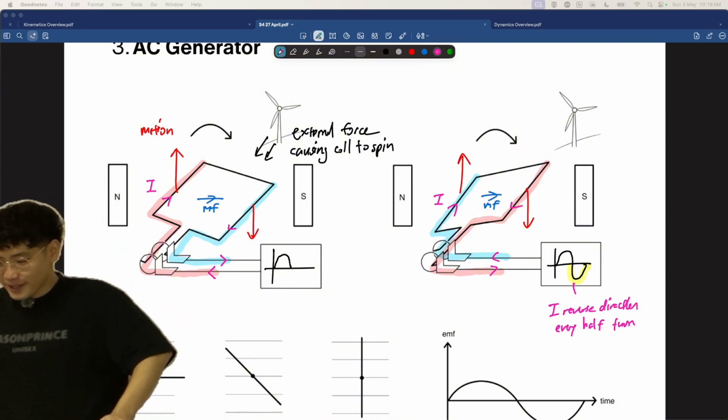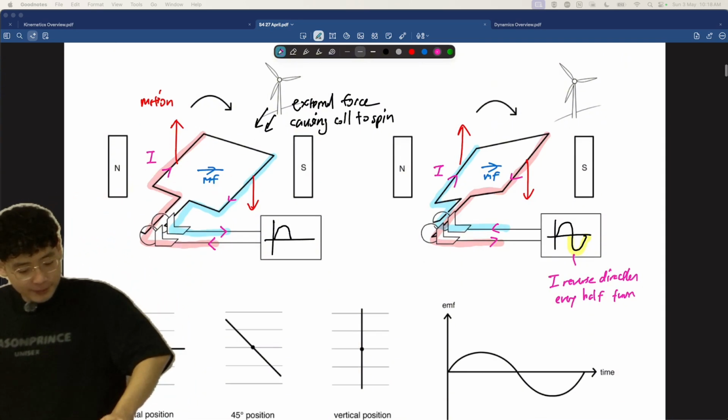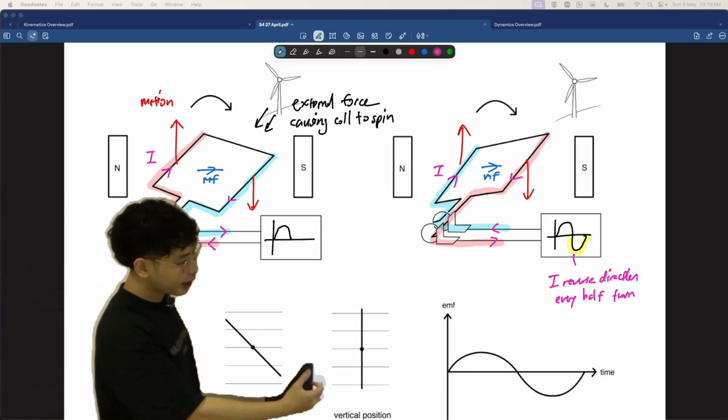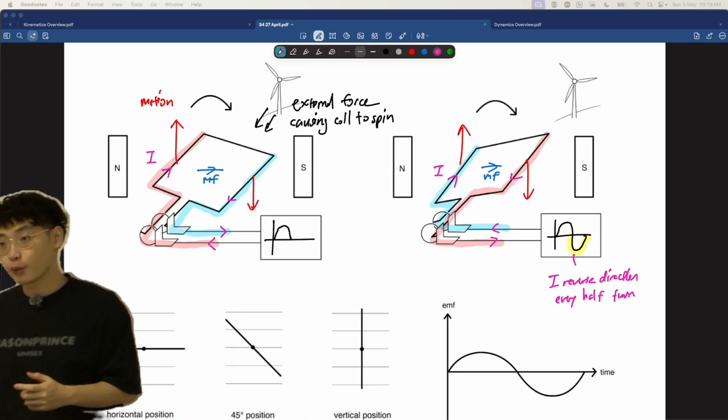All right, next thing is the maximum induced EMF. Which position do you all think the induced EMF will be the maximum?